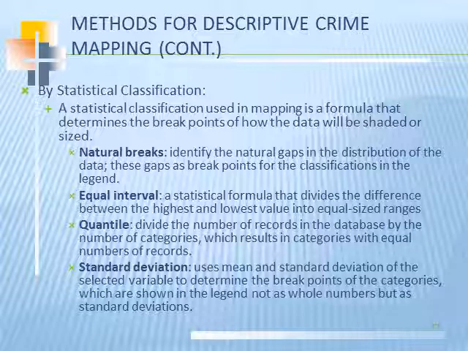To produce a quantile map, the GIS divides the number of records in the database by the number of categories selected by the user, which results in categories with equal numbers of records. Whereas other classifications are based on values in the selected variable to be mapped, quantile maps are first concerned with the number of records in the database and then with the values within the selected variable.